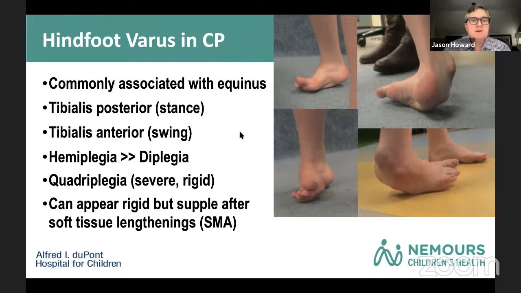All right, and one more from Dr. Agarwal. How do you decide between a tib ant and tib post transfer in varus feet? Well, I'm going to answer that in a minute, so hopefully I'll answer your question in the next couple of slides. Thanks for those questions.